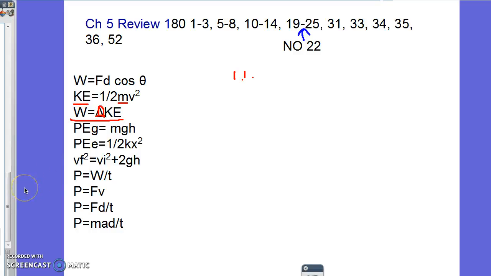Alright, then we skip number 22 and go to number 23. A skier is at the top of a slope shown in the illustration below. And that's basically the same thing I was talking about earlier. You get the slope. At this point A, the skier is 10 meters above B. So you've got A and you've got B.